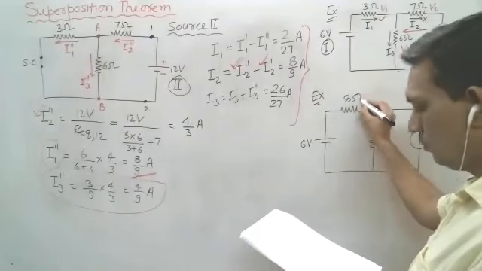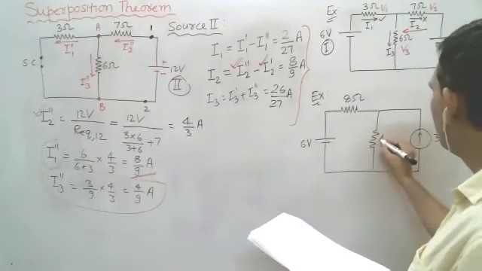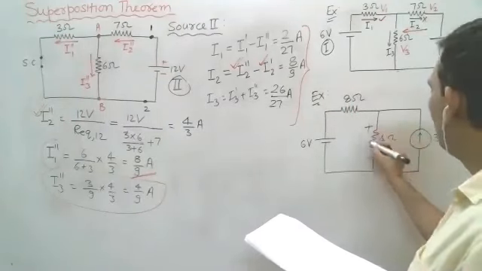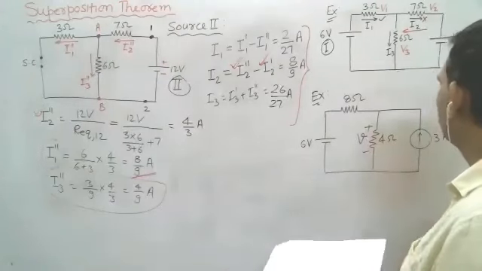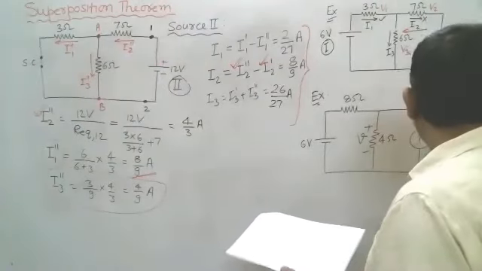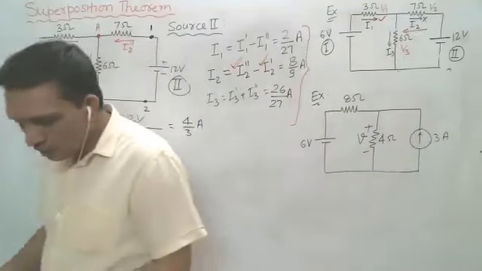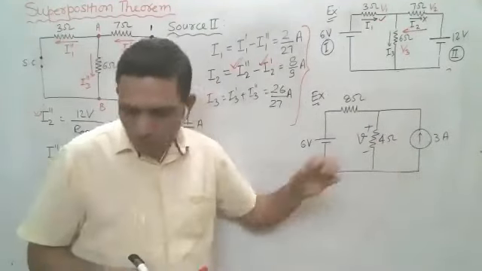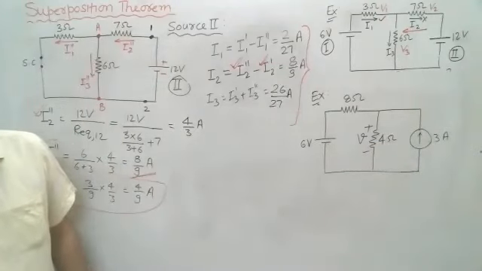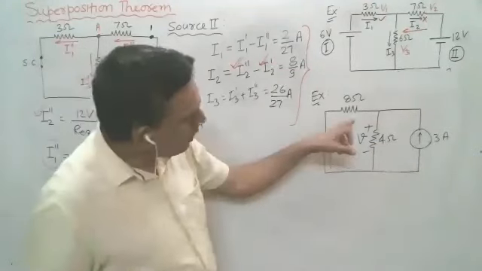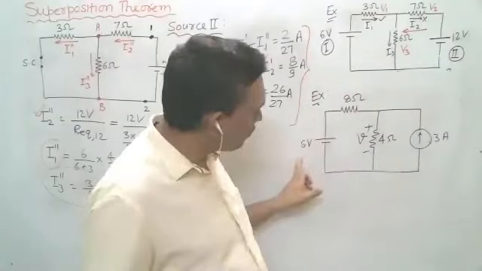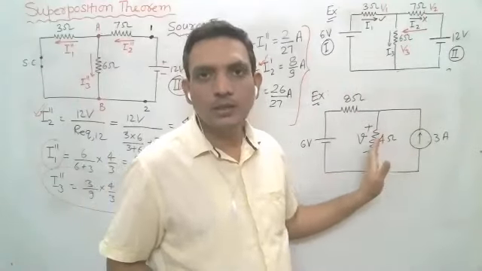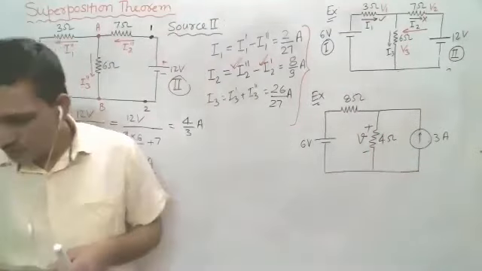This is 8 ohm and this is 4 ohm. Now you have to find voltage V. Using superposition, find the voltage drop across 4 ohm resistance. You have a voltage source as well as you have a current source. Okay?